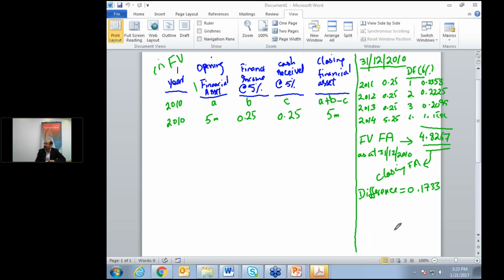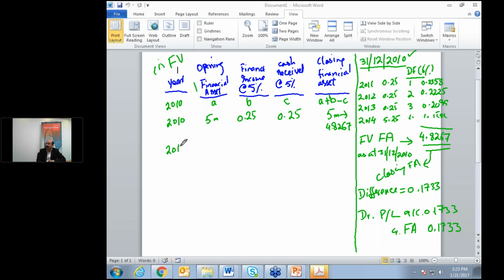Here our asset is decreasing, so the financial asset will be credited with 0.1733, whereas the profit and loss account will be debited with this amount. This entry will take place on this date. So as a result, the carrying amount of our financial asset will become, instead of 5 million, 4.8267.